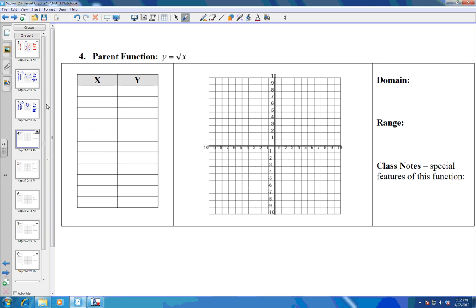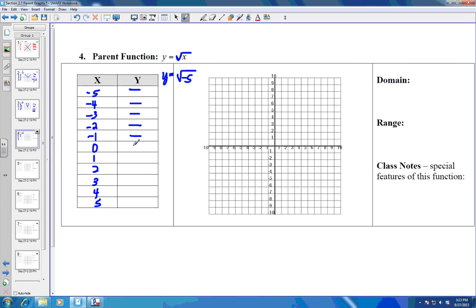All right, example 4. Y equals the square root of x. Okay, so on this one, if I use my regular numbers that I've been using, okay, I cannot plug in a negative number because I cannot take the square root of a negative number. Okay, because anytime we square something, it's always positive. So this is impossible. So I'm not going to have any of these numbers.